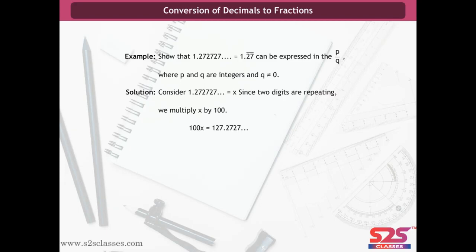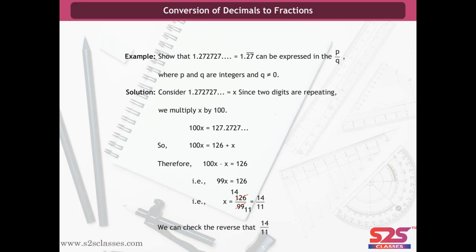127.2727 and so on. 100x is equal to 126 plus 1.272727 and so on, as 1.272727 and so on is equal to x. So 100x is equal to 126 plus x. Therefore 100x minus x is equal to 126. So x is equal to 126 by 99, which is equal to 14 by 11. We can check the reverse of it, that is 14 by 11 is equal to 1.27 bar.